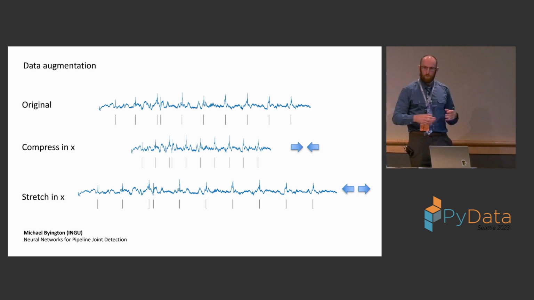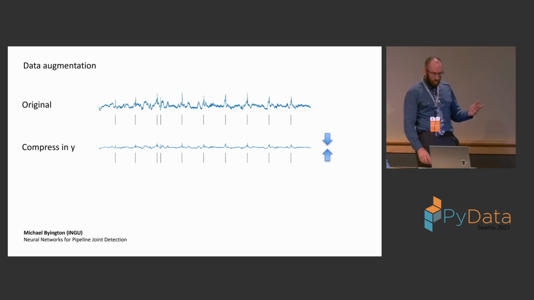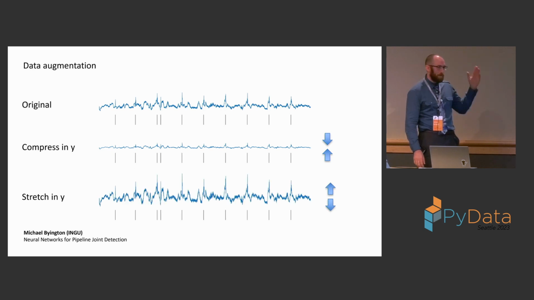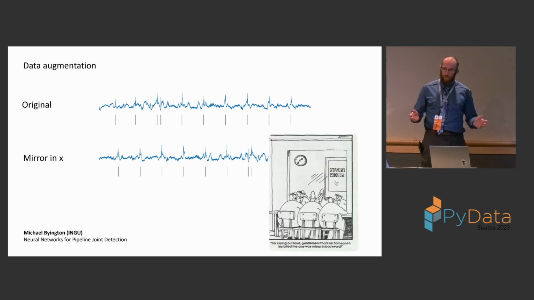In this case, we can compress or stretch the data in the x direction, which would correspond to our devices moving faster or slower through the pipe. There's no particular reason they had to move at the speed that they went through the pipe. We can compress or stretch our data in the y direction. If the magnetic field was slightly more powerful in the pipe, we would just as easily be able to recognize the joints. So this stretching and compressing doesn't change anything. And then we can take the mirror image of our data, because that would correspond to just traveling through the pipe in the reverse direction.